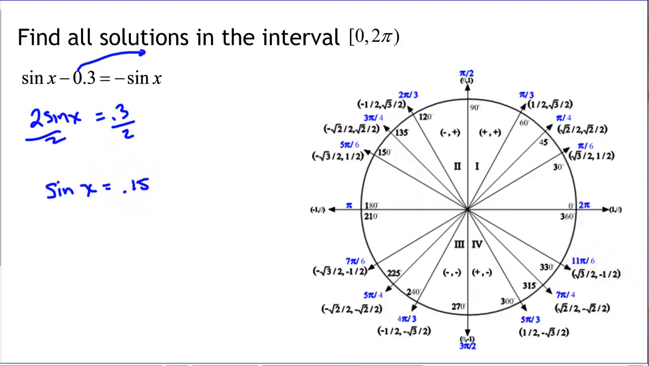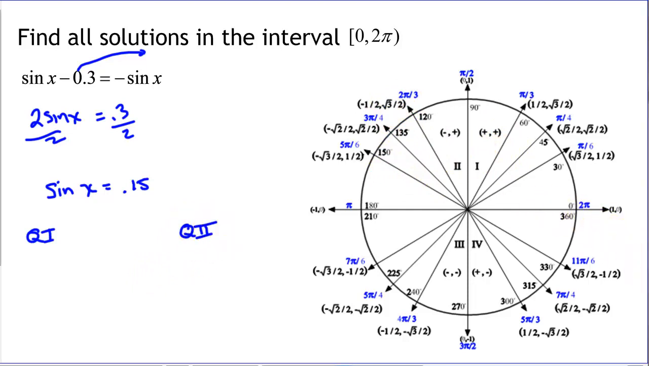So we have to use the calculator this time. Now, since this is positive, we're going to be looking for solutions in Q1 because the y is positive in quadrant 1, and we'll be looking in quadrant 2 because the y's are positive here.